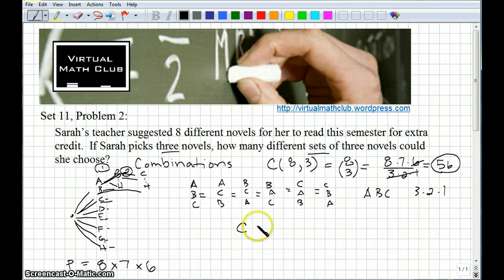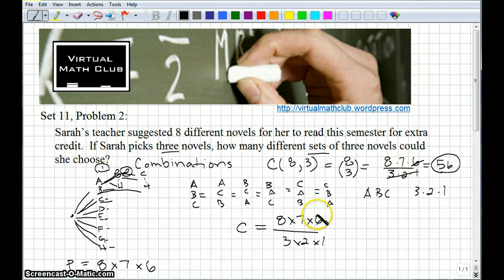And that's essentially what a combination is. It is just the permutation 8 times 7 times 6, the permutation of 3 novels taken from 8, which assumes that order matters, divided by the number of ways that we can arrange the 3 novels if order matters, because we've overcounted by the number of ways to arrange the 3 novels. So 3 times 2 times 1.